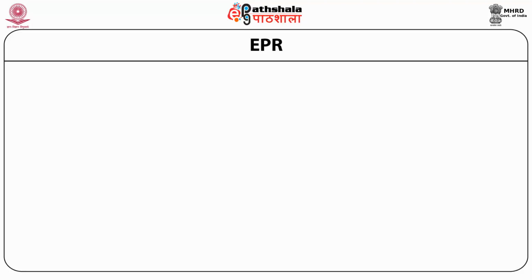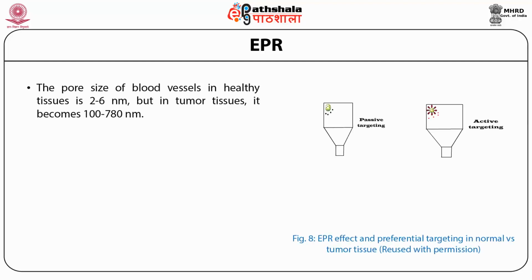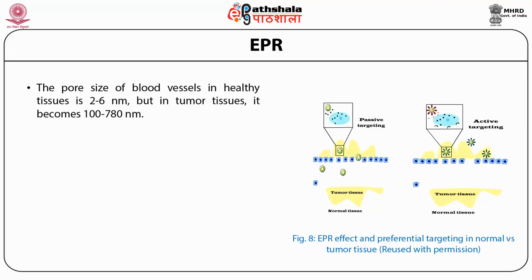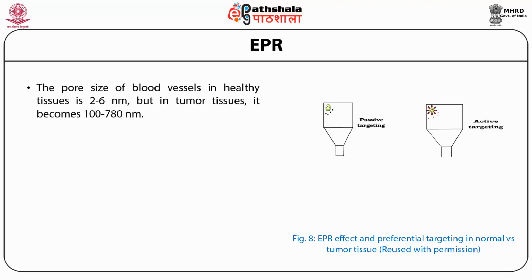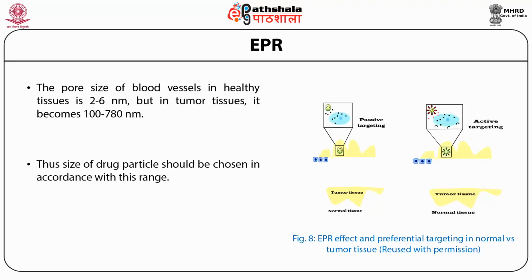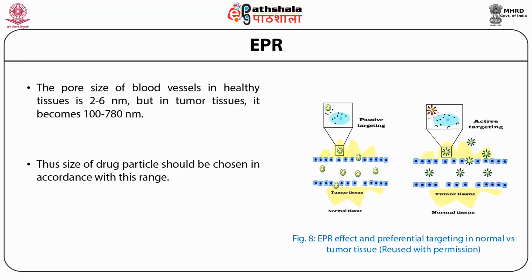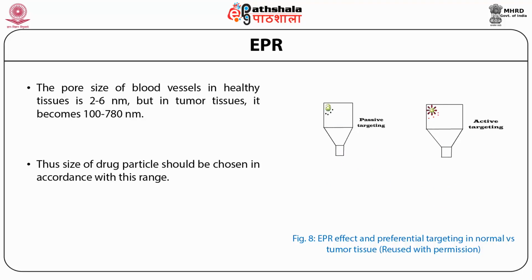The basic mechanism of the EPR based strategy also shows that the pore size of the blood vessels in healthy tissues is about 2 to 6 nanometers. Whereas in the case of tumor tissues, the pore size of the blood vessels increases from 100 nanometers to 780 nanometers. Hence, the size of the drug particle which has to be chosen for the targeted system should be in accordance with this particular range according to the EPR mechanism.